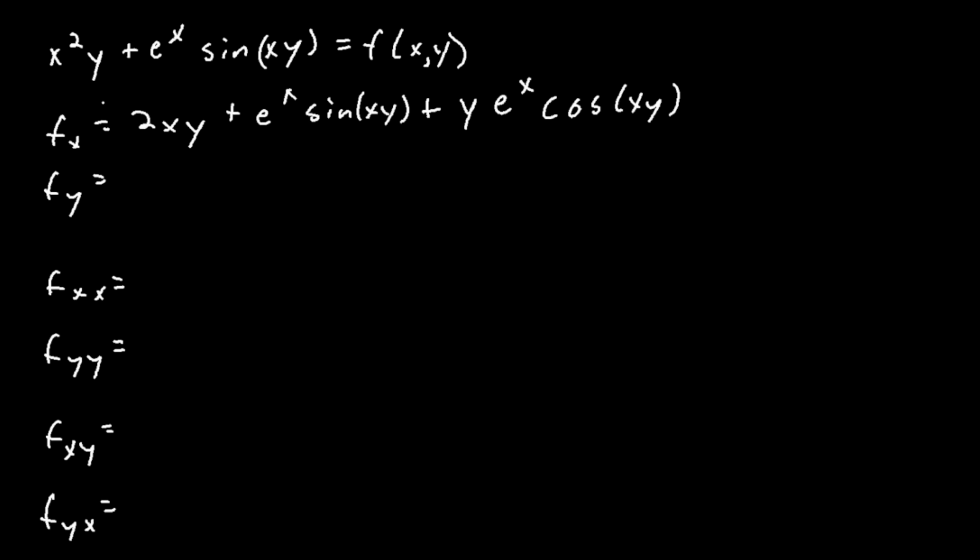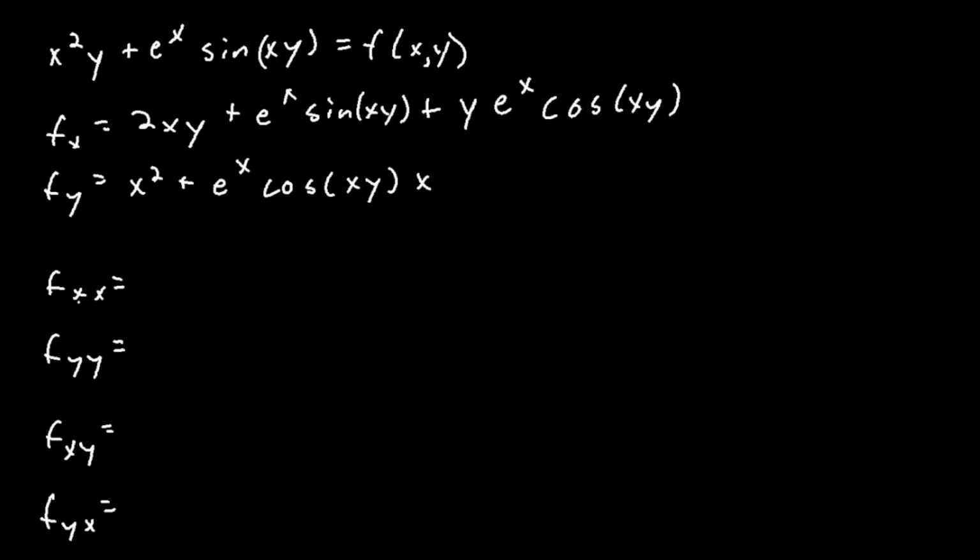How about our y partial? Well, since x squared is treated as a constant, it's just the coefficient in this case, and y is just y to the power of 1, so we just get x squared. And e to the power of x now is a constant, so we can just leave that alone, and we can derive sine to get cosine. Now, don't forget, again, chain rule. We're deriving with respect to y, so x is treated as a constant, and since x is the coefficient in xy, x gets chained out. So these are two single order partial derivatives.